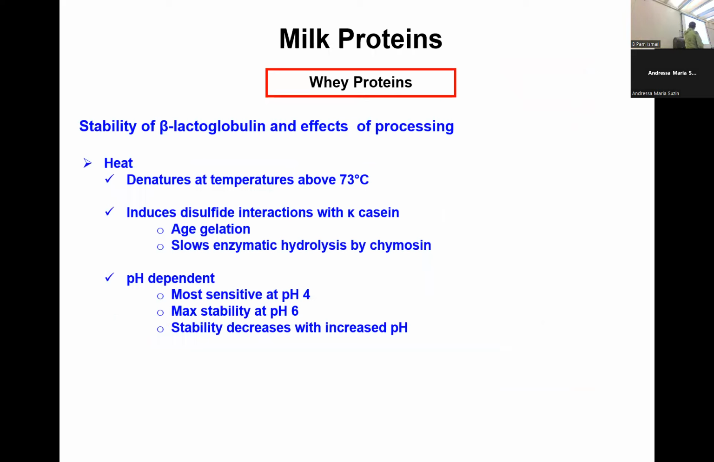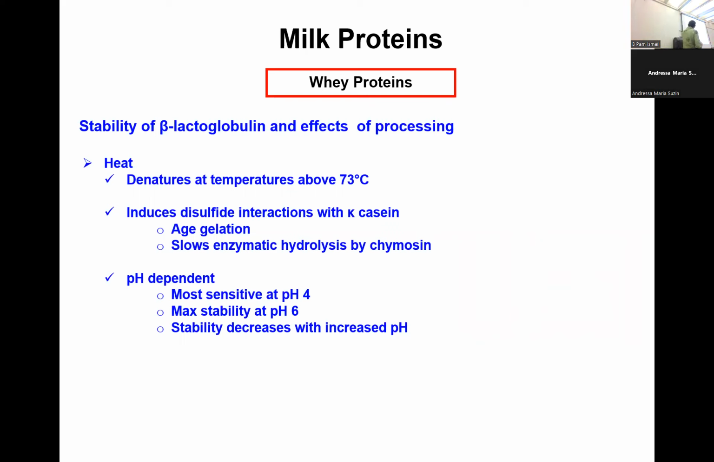It denatures above 73 degrees Celsius. It plays a role when interacting with kappa casein, causing age gelation or slowing enzymatic hydrolysis by chymosin. So those are 2 not very good things, but the good thing that I didn't add here is adding it to yogurt. It actually is a good thing. The disulfide interaction with kappa casein for yogurt application is desirable. Sometimes they add whey protein to yogurt. But the bad things are age gelation and interfering with the chymosin hydrolysis.